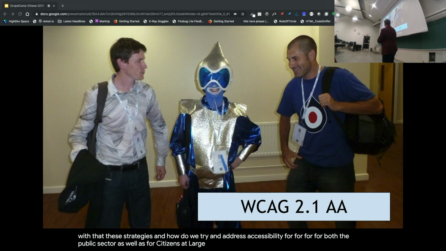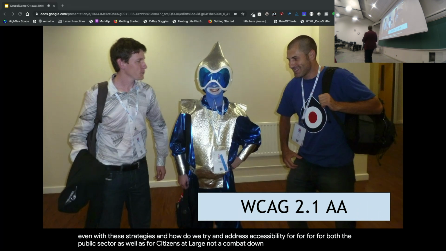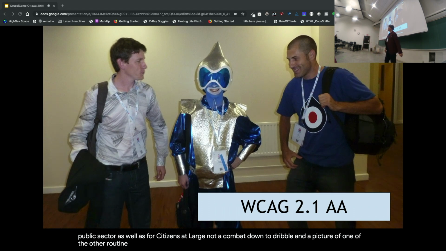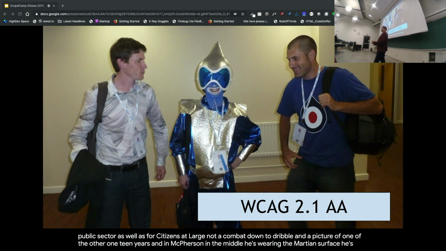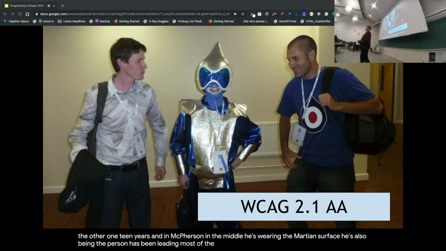So now I come back down to Drupal, and this is a picture of one of the other maintainers, Andrew McPherson in the middle. He's wearing a blue Martian outfit. He's also been the person leading most of the adoption of WCAG 2.1 standards in the Drupal community. Sorry, I have to switch communities.